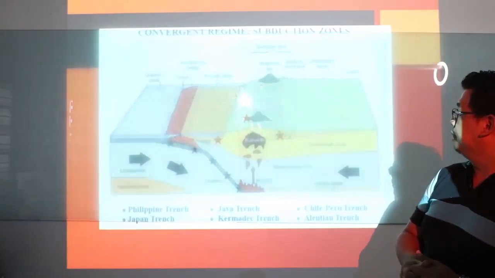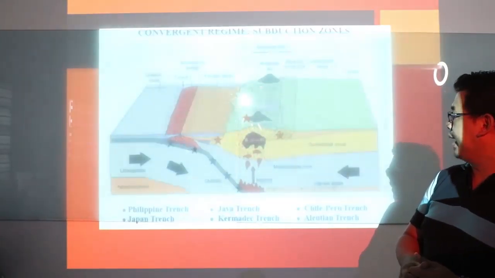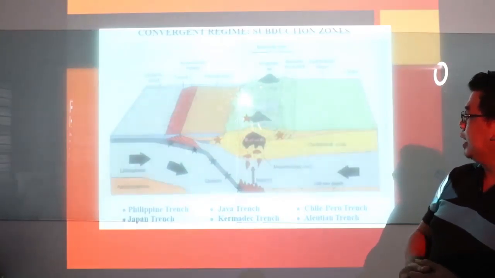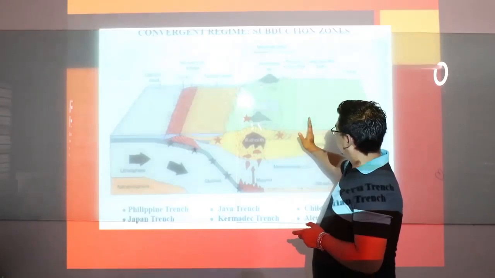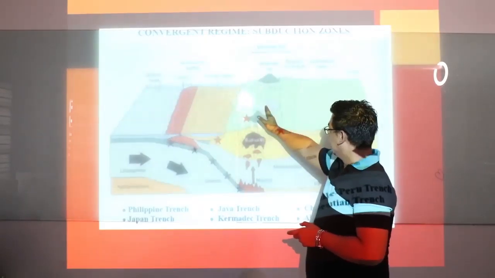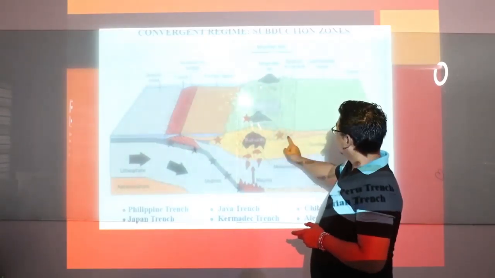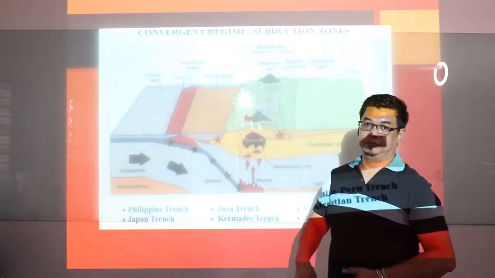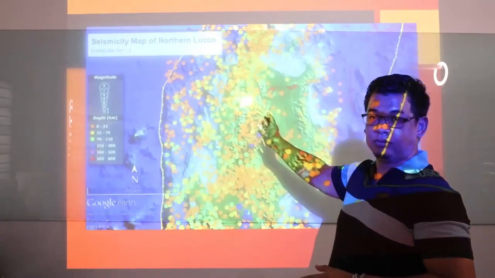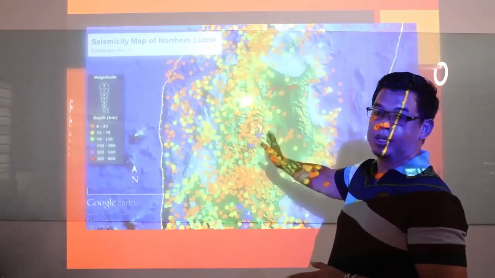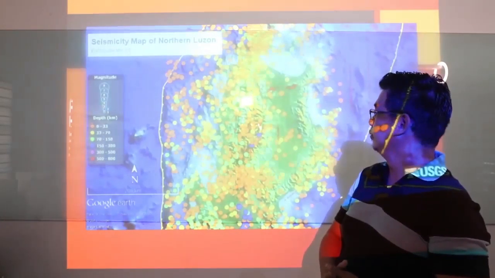So this is what we call the formation of the fault line. So you can see the movement of the landmass is going down. It serves as a little pressure on the upper landmass. The tendency of the landmass is to fold up. Okay, this is what we call the seismic map of northern Luzon. So every hour there's a movement in Luzon.